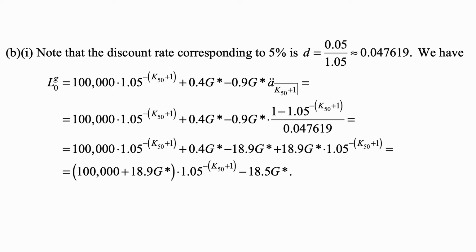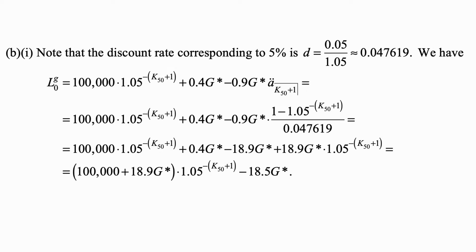For Part B, part 1, we note that the discount rate corresponding to 5% is D equal to 0.05 over 1.05, or approximately 4.7619%. And we have L0G equal to 100,000 times 1.05 to the minus K50 plus 1 plus 0.4 G star minus 0.9 G star times A double dot angle K50 plus 1. But that's the same as 100,000 times 1.05 to the minus K50 plus 1 plus 0.4 G star minus 0.9 G star times 1 minus 1.05 to the power minus K50 plus 1 over the discount rate, which is 0.047619.